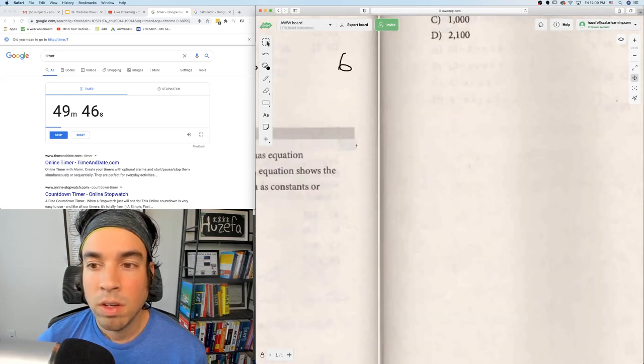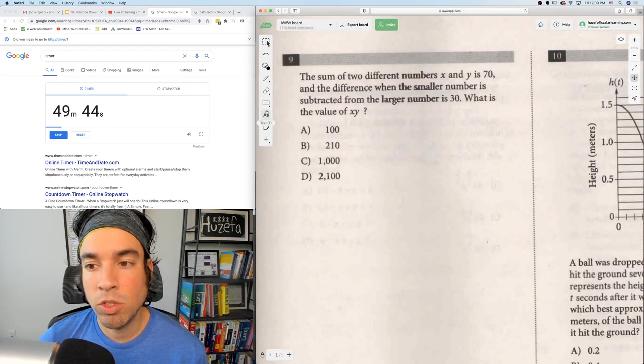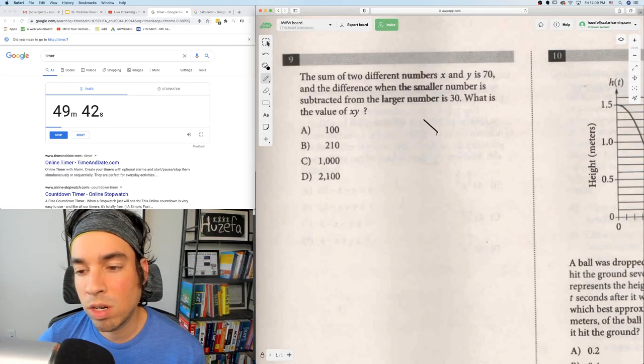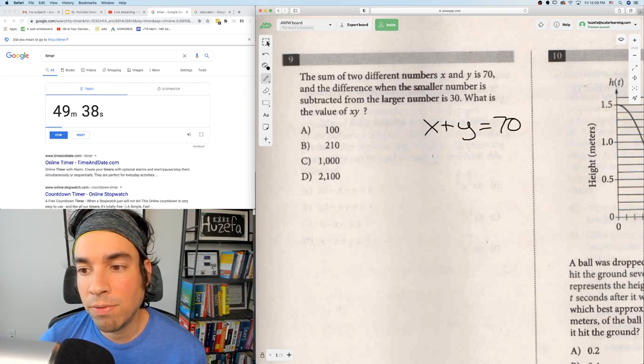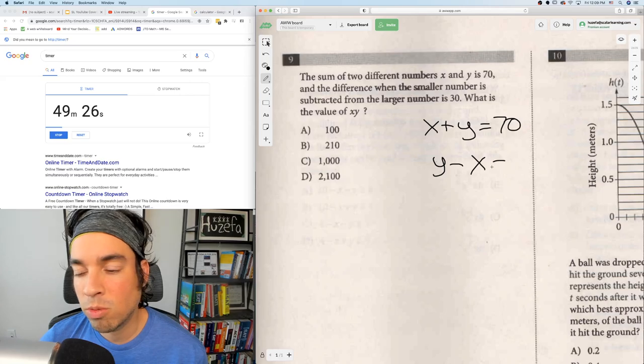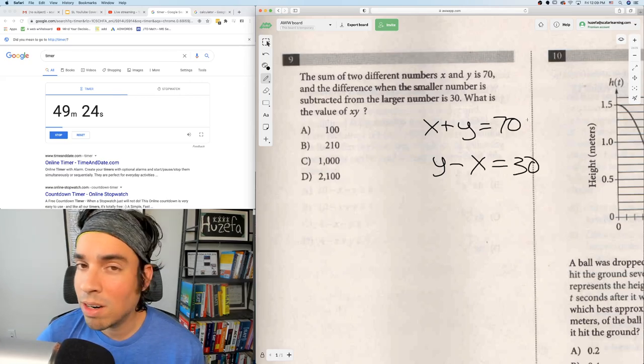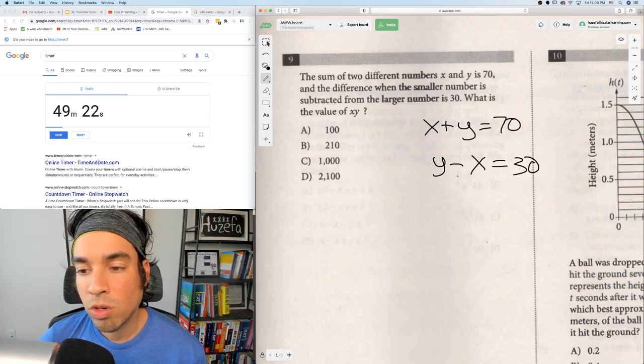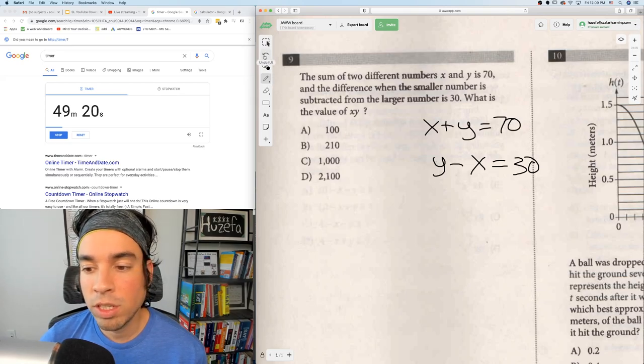Done. Number 9. The sum of two different numbers, x and y. So when I read that, x plus y is 70. I turn it into an equation. And the difference when the smaller number is subtracted from the larger number is 30. I'm going to assume x is the smaller number. We'll just make that assumption. What is the value of x times y? It doesn't matter. Y can be the bigger, x can be the bigger. It's all good.